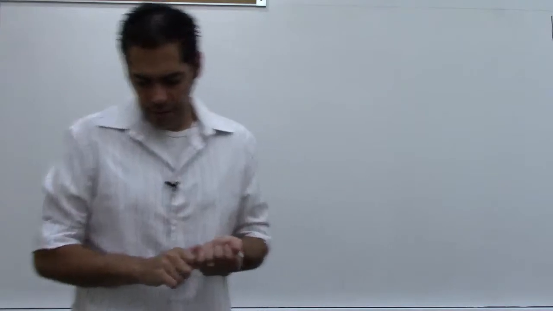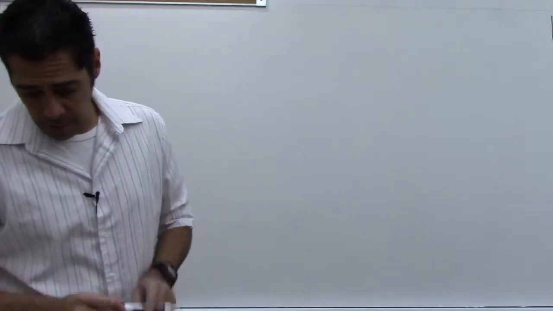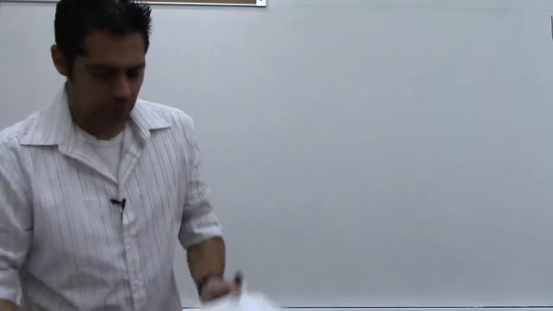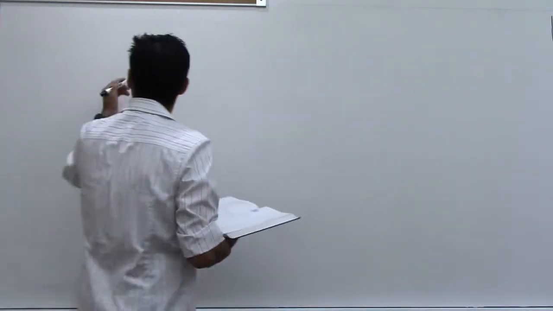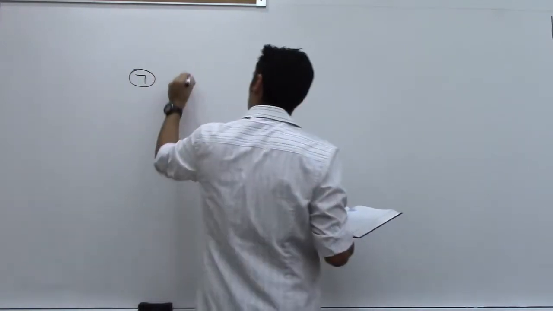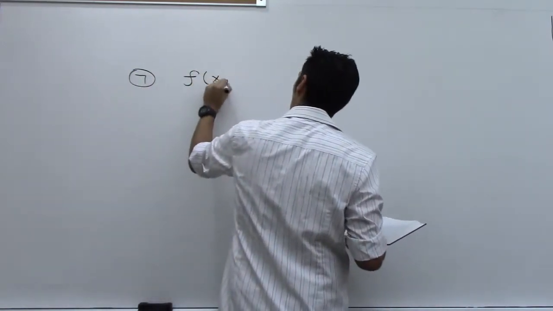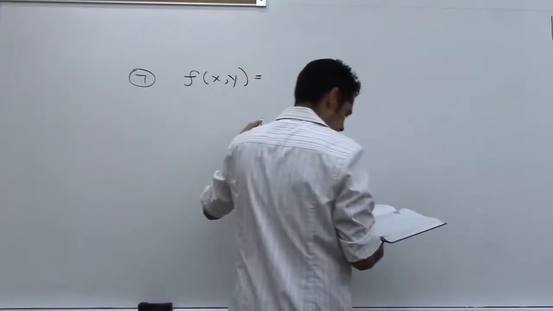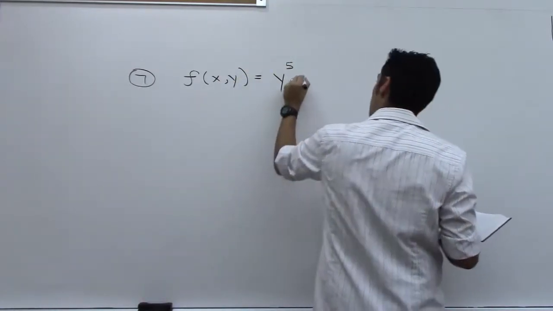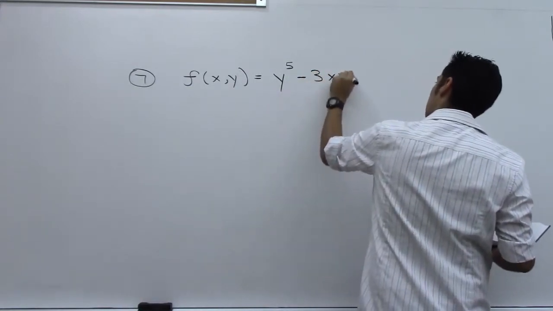Okay, going to be working on 11.3 partial derivatives, starting with number 7 and working through 31 odd. So let me write down number 7 here. We have a function of two variables, f of x, y, equals y to the fifth minus 3xy.